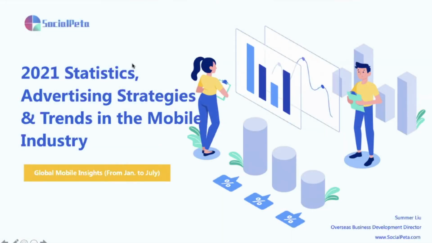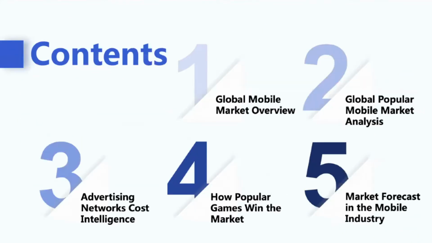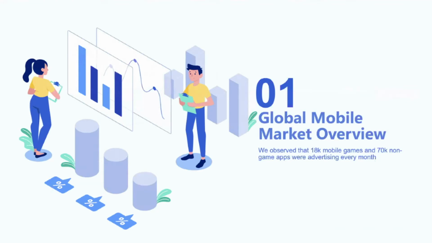Okay, thank you, Jannet. Hello, my topic is 2021 statistics, advertising strategies and trends in the mobile industry. All data is collected from our product, SocialPeta, and the period is from the first half of this year. Our data will include 5 sections. The very first section is global mobile market overview.